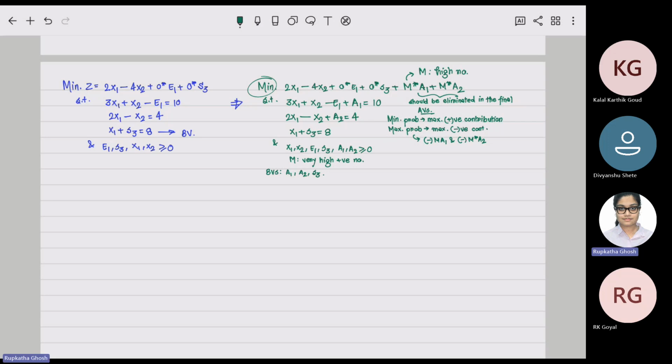Okay. So let's say I assume a value of M as 1000.